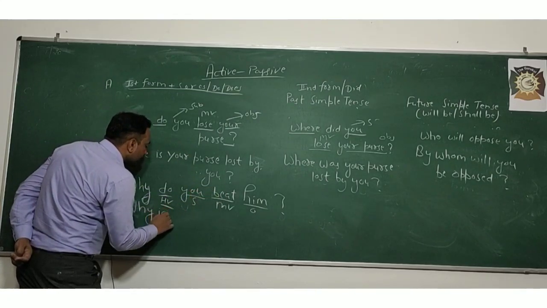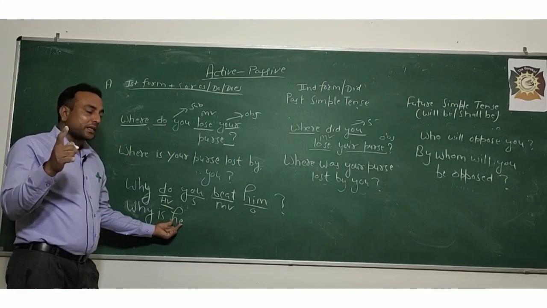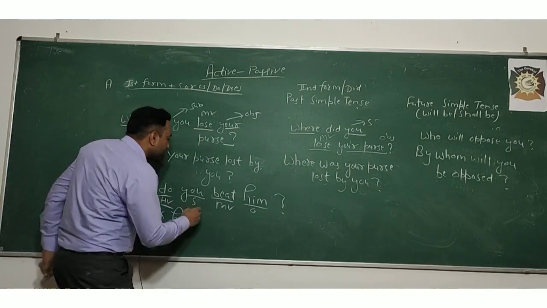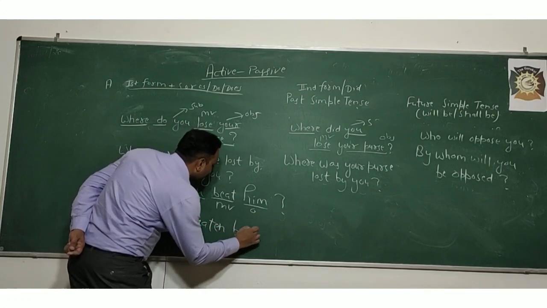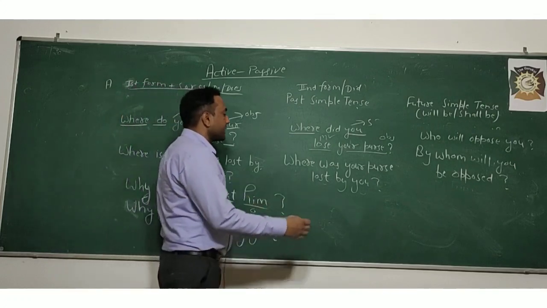Why is he? Why have we used "he" here? He is a singular subject, so with a singular subject we will use "is". Why is he beaten? Third form of the verb, beaten by you, and a question mark. The same way you can change the next one.